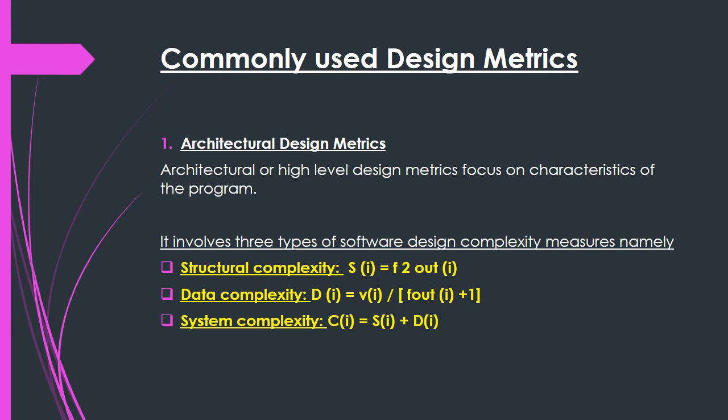Now basically we have two types of design metrics. The first one is the architectural design metrics and the second one is the component level design metrics. So let's first discuss the architectural design metrics. These architectural design metrics focus on the architecture, or you can say the characteristics of the program.